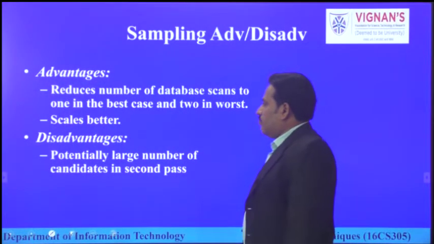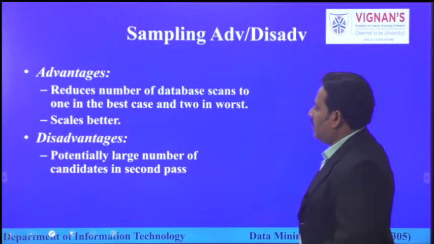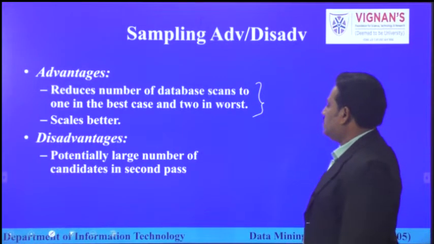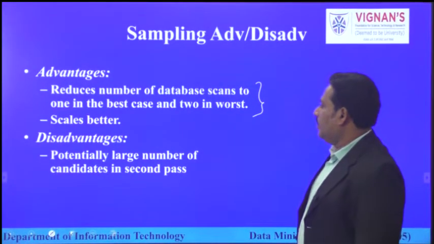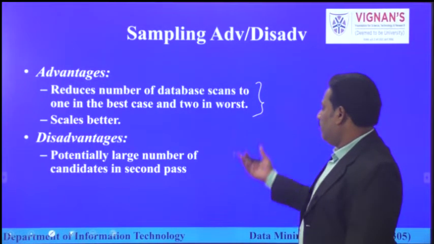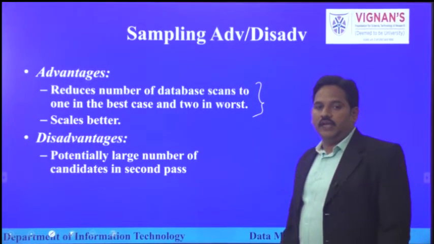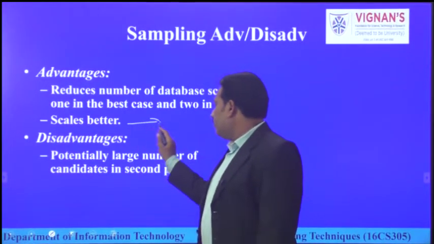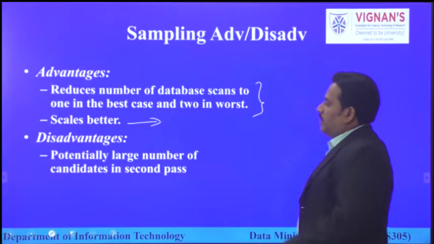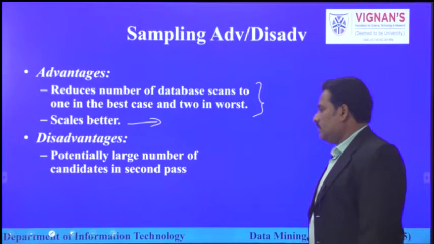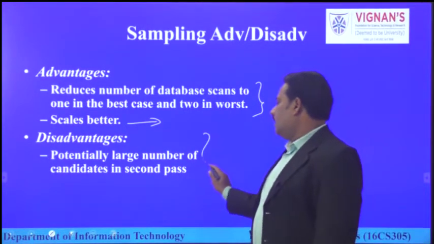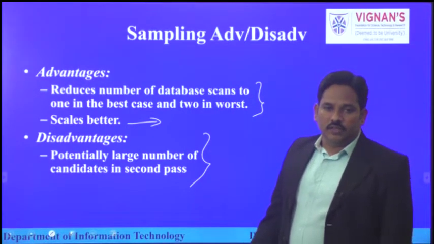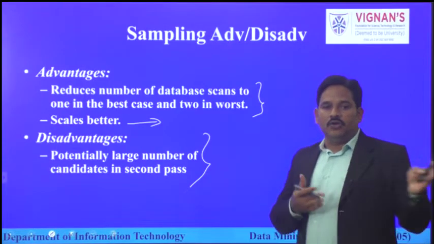Now, what are the advantages of sampling? In the sampling algorithm, the advantage is it will reduce the number of database scans to 1 in the best case and 2 in the worst case. That is, at a time it will read all the elements, and most probably it can go up to 2 database transactions, and it scales better. When we compare with the previous example, sampling will give better results. Now, what is the disadvantage here? There is a potentially large number of candidates in the second pass. That means whatever elements have been left out in the first pass will increase the load in the second pass.